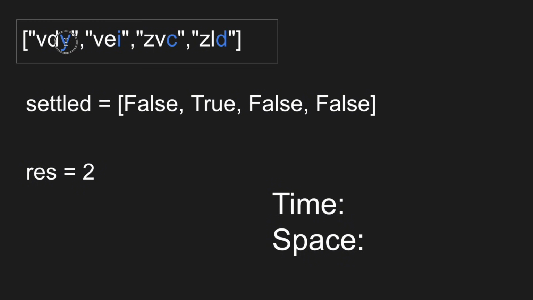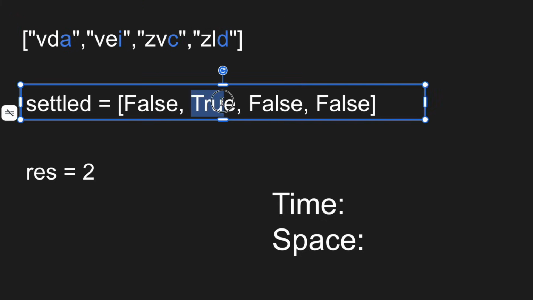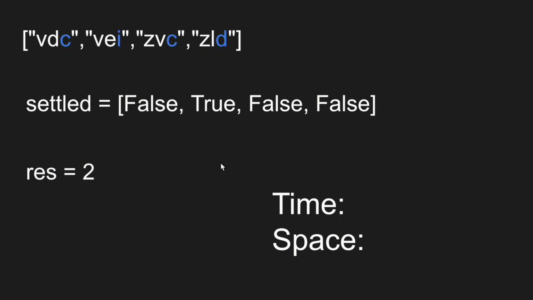And let's say this was in order, so let's say maybe this is A, for example. Now this would still be valid that I comes after C because V comes before Z, so we have this settled here to let us know. But anyways, for this example, the result would be 2 because we need to delete the last 2 columns for it to be sorted lexicographically.